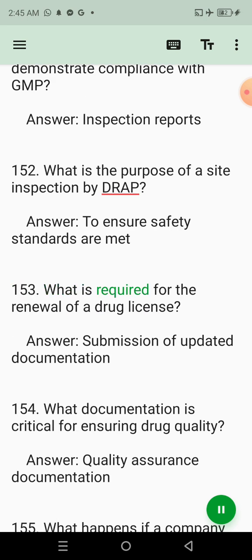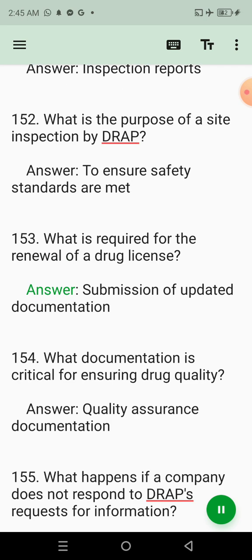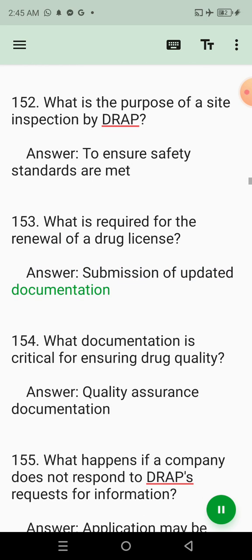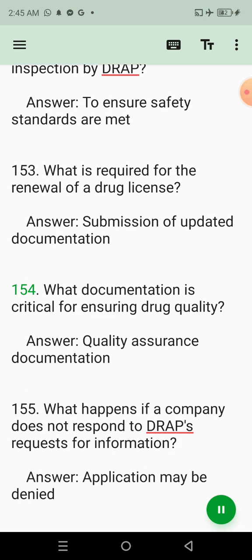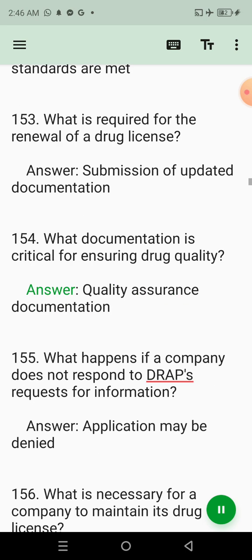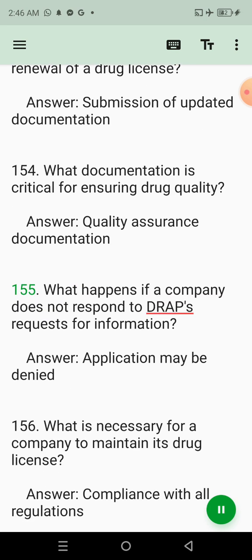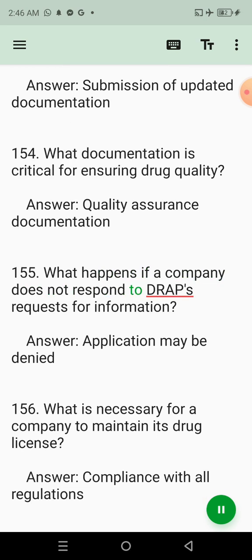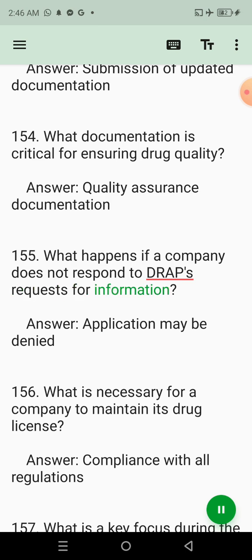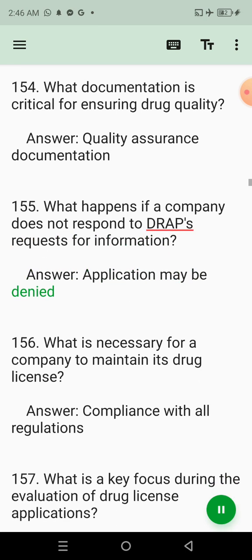153. What is required for the renewal of a drug license? Answer: submission of updated documentation. 154. What documentation is critical for ensuring drug quality? Answer: quality assurance documentation. 155. What happens if a company does not respond to DRAP's requests for information? Answer: application may be denied.